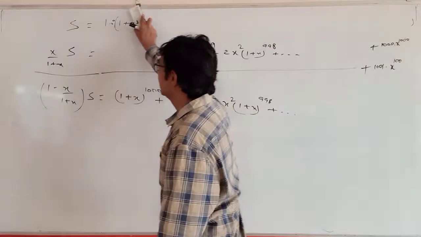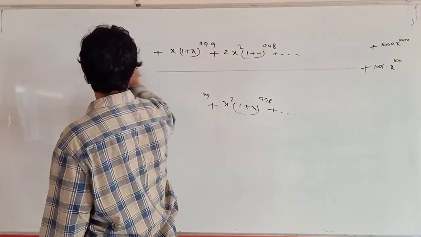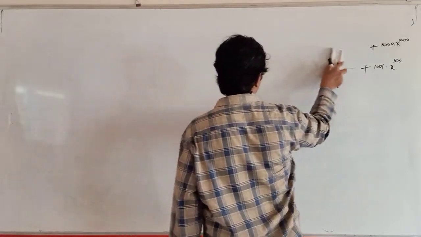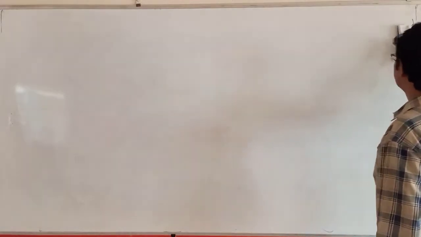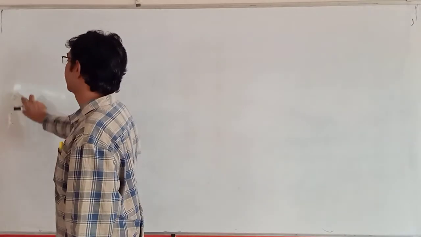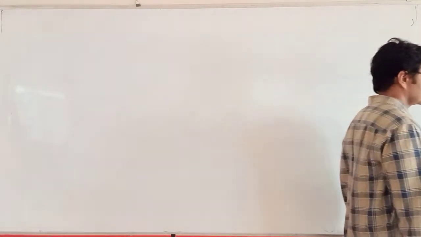So if the terms are in AGP, then the working rule of finding the sum of n terms of an AGP is: multiply with the common ratio on both sides, then subtract the first one from the second one, and get the required sum.